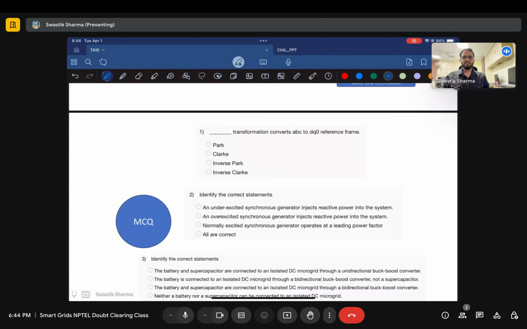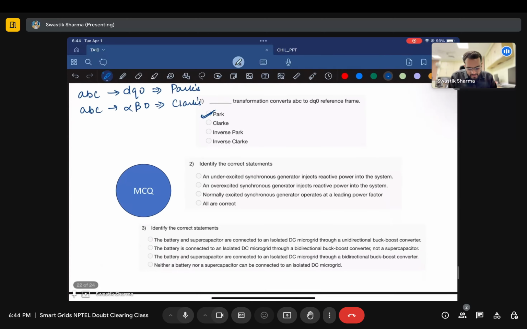Question: which transformation converts ABC to the DQ0 reference frame? So I've already told you there are two kinds of reference frame conversions. There is ABC to DQ0, or there is ABC to alpha beta 0. The DQ0 is called Park's transformation and alpha beta 0 is called Clarke's transformation. So the correct answer is Park, for 1.